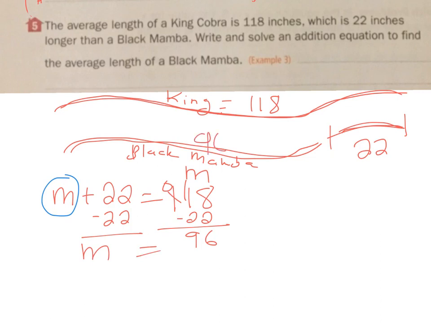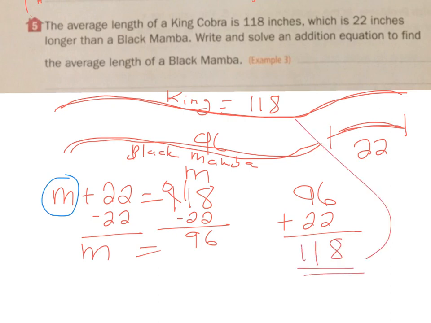The way I can figure that out to check it, because we always want to check, it's my black mamba, 96 inches, plus 22 more, and let's see if I get my king cobra. 6 plus 2 is 8, 9 plus 2 is 11, 118, same as king cobra. We are good to go. So M, or black mamba, equals 96. Okay? If you have any questions, let me know. Hopefully you're feeling good about this. If you feel good, you got all these correct, you're ready to roll, go on to independent practice part 2.